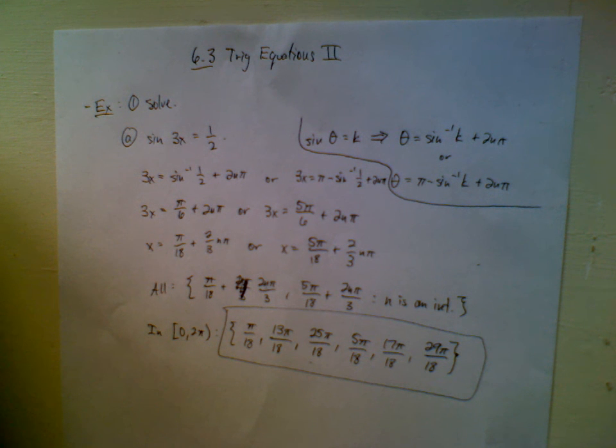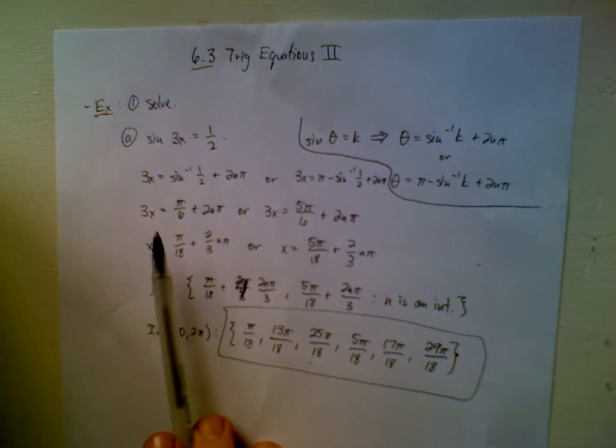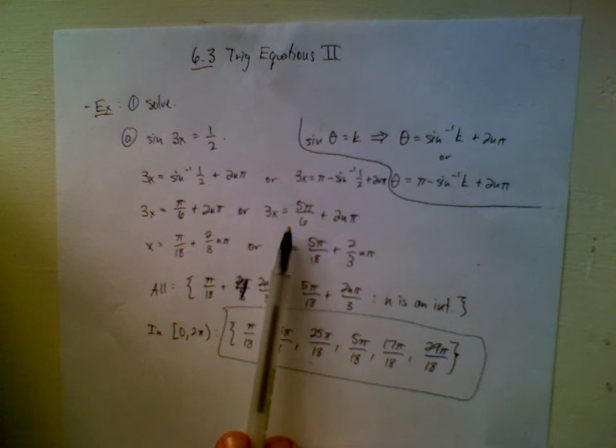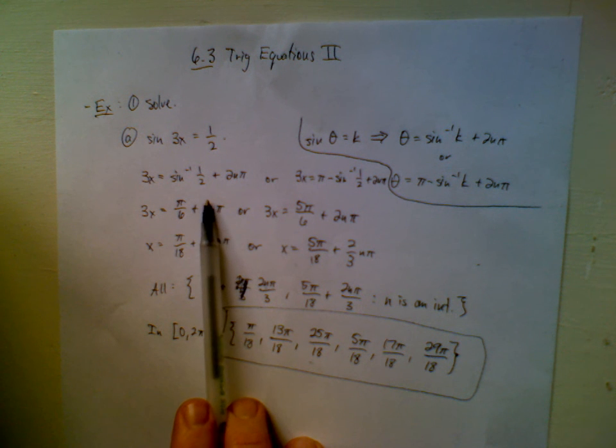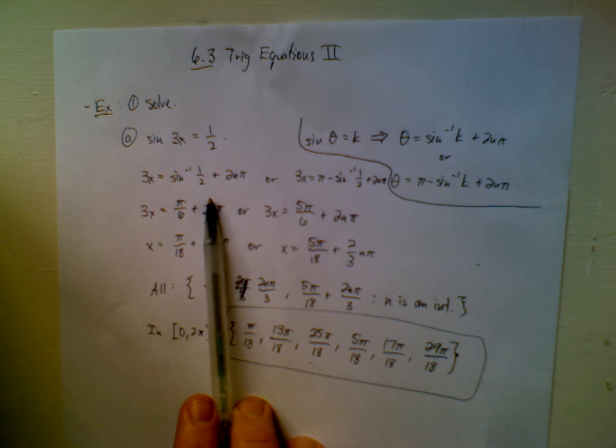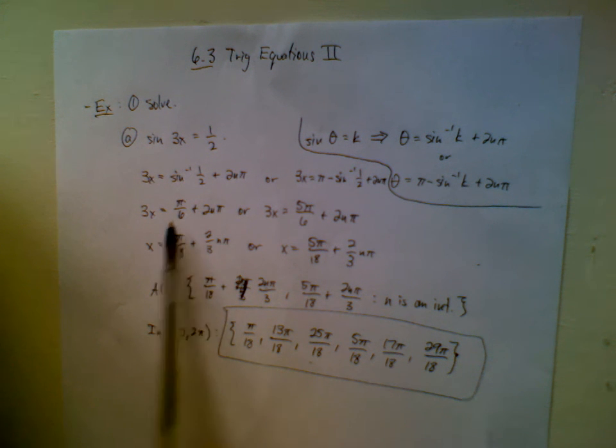You can see that you end up with a whole bunch of solutions. The problem with doing it the way that the book does it is that it'll say 3x has to equal pi over 6, or 3x has to equal 5 pi over 6. But then it won't include the 2n pi. And you're just supposed to reason out that because you've tripled the angle, there's going to be triple the number of solutions or whatever. I just don't like the way that the book does it.